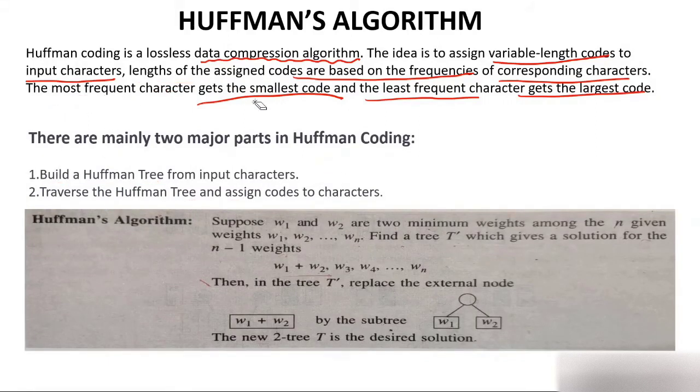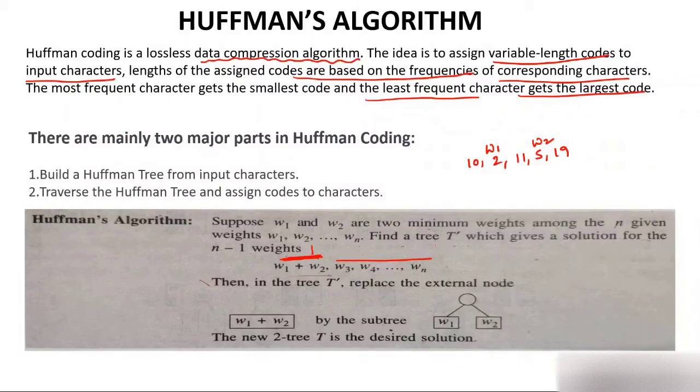So what is the algorithm all about? See this algorithm. Suppose W1 and W2 are the minimum weights among n given weights, W1, W2 to Wn. Suppose you have weights 10, 2, 11, 5, 19. Now you choose the two minimum weights. This one is W1 and this one is W2, and add them. So now the remaining weights will be n minus 1. Why n minus 1? Because when you add these two, they become 1 weight, and the rest are n minus 2 weights, so n minus 2 and 1, n minus 1 weights.